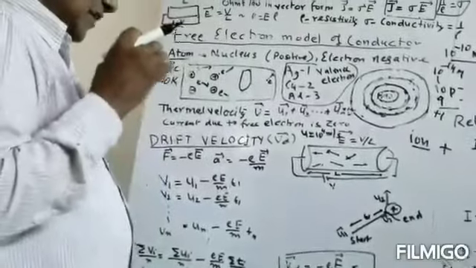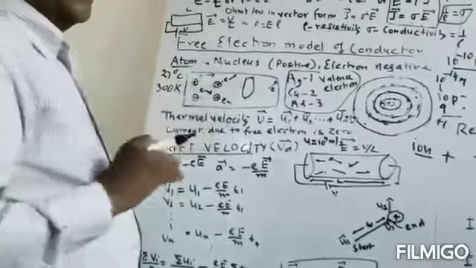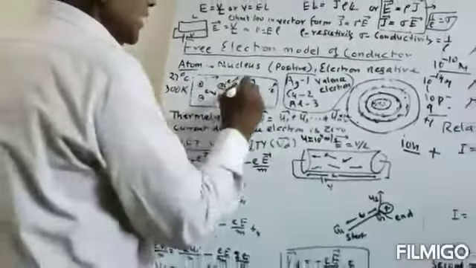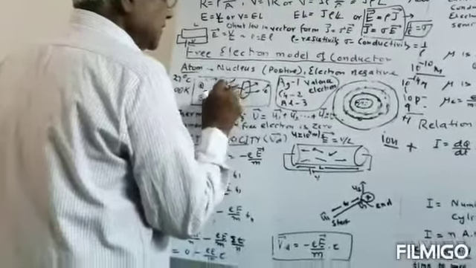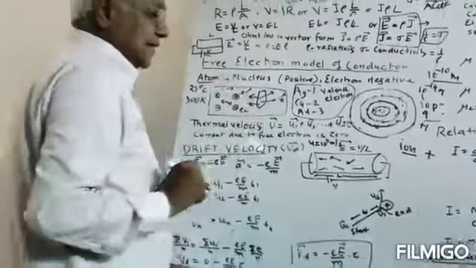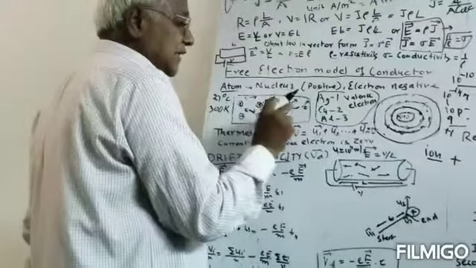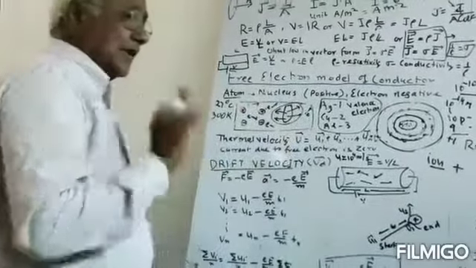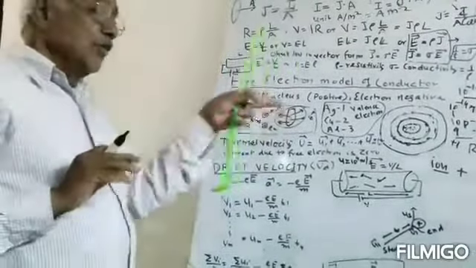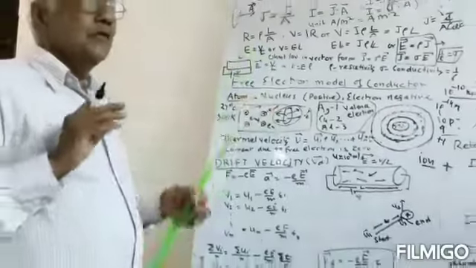Then why is the current in this conductor 0? Because the number of electrons passing outside will be the same as the number coming in. Electrons are coming this side, going this side. So the total number of electrons through any cross section of the conductor will be equal to 0.